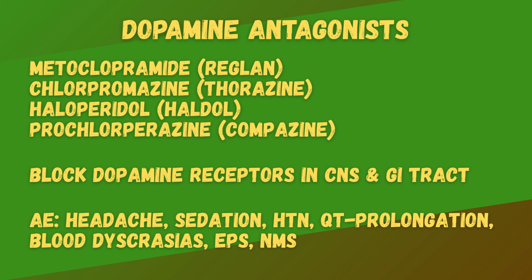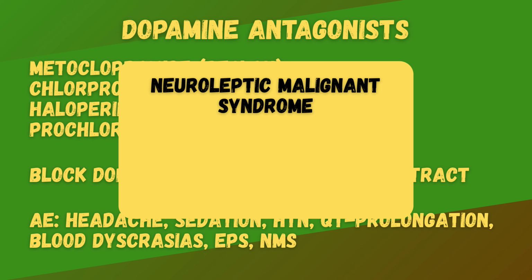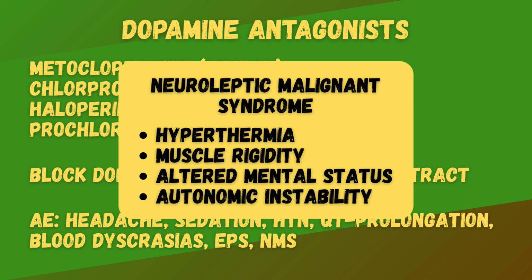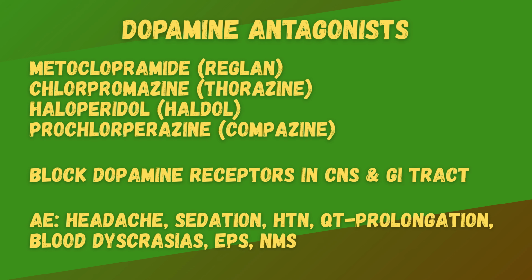The most dangerous adverse effect of dopamine antagonists is neuroleptic malignant syndrome, which is a syndrome of hyperthermia, muscle rigidity, altered mental status, and autonomic instability. This rare complication is potentially fatal. All of these horrible adverse effects are more common with the antipsychotics, and that's why they are not first line. Although Reglan shares the same list of side effects as the antipsychotics, it tends to be less pronounced.